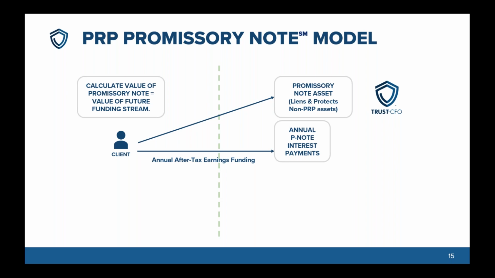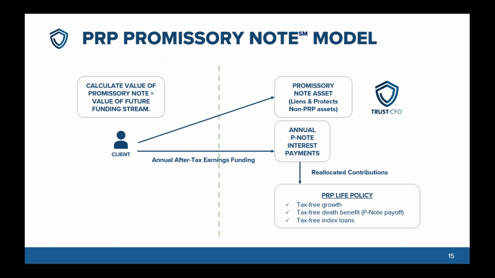And what are we going to do? We're going to go back to our base level model and say, hey, you know what? Here's some options. We could reallocate those contributions and we can fund a PRP life policy, and you can grow tax deferred, tax-free death benefits, and tax-free index loans, as we discussed.